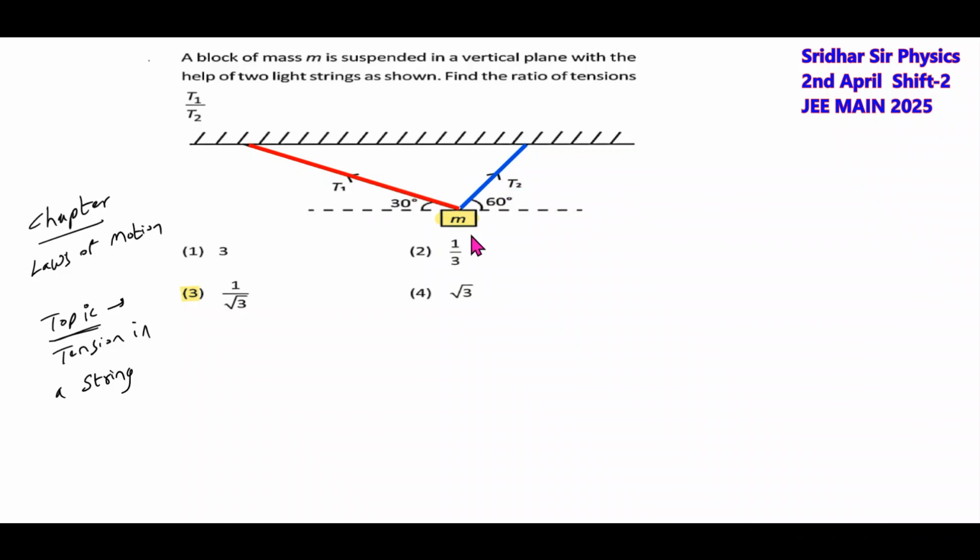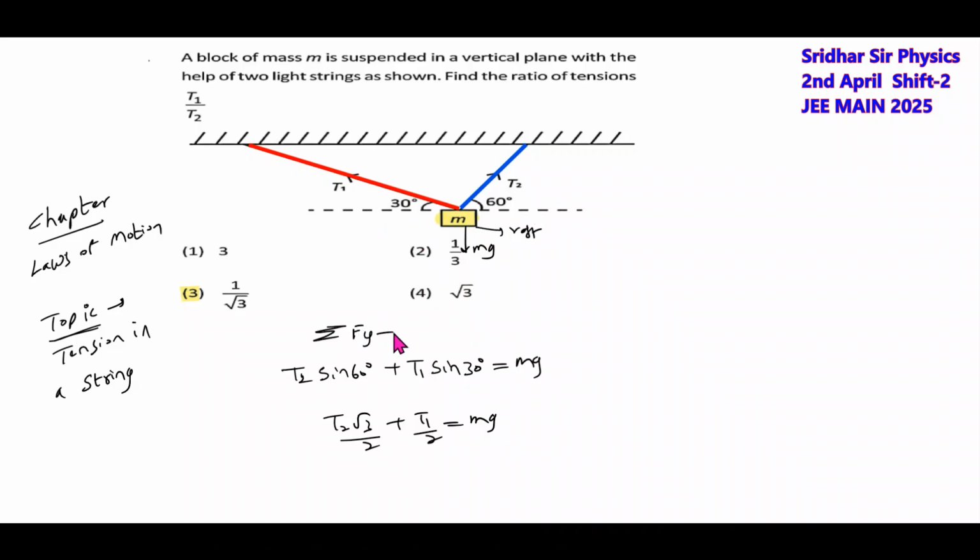Then what are the forces that will be acting? The weight mg, and it's in equilibrium. It is said to be at rest. Then the net force along the y-axis should be 0. T2 sine 60 degree plus T1 sine 30 degree equals mg, or T2 root 3 by 2 plus T1 by 2 equals mg. This is the net force along the y-axis being 0.